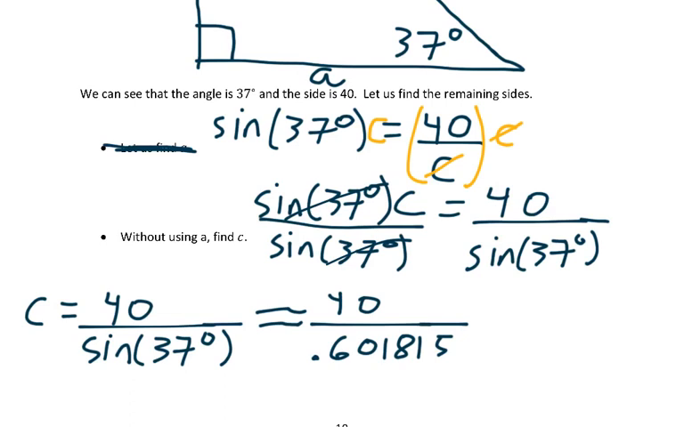Okay, so now we're going to calculate that. I just did it in the calculator. We get about 66, excuse me, what am I doing? Let me just fix this. 66.4656. That's our answer for C. So that's what the length of C is, approximately.